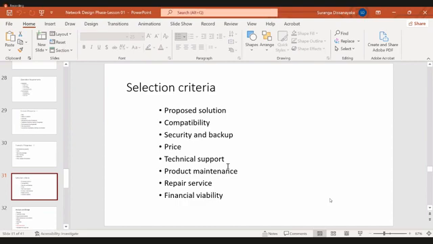The technical support and the product maintenance means, okay, let's say you have deployed a network, and once you complete the network, if the customer has some issue, how can you support that?